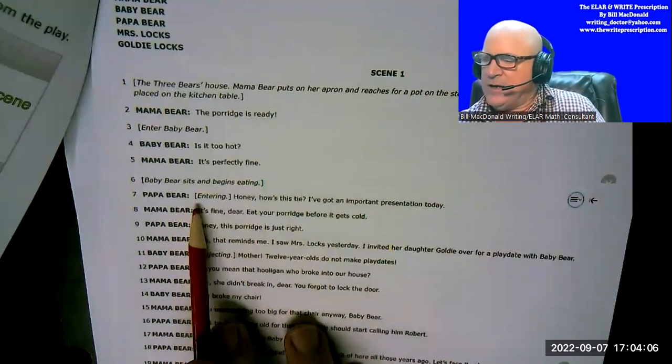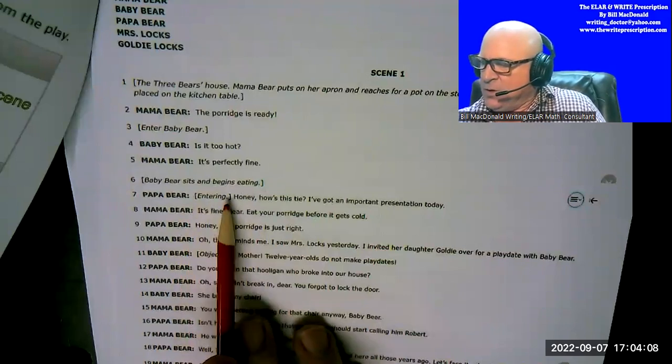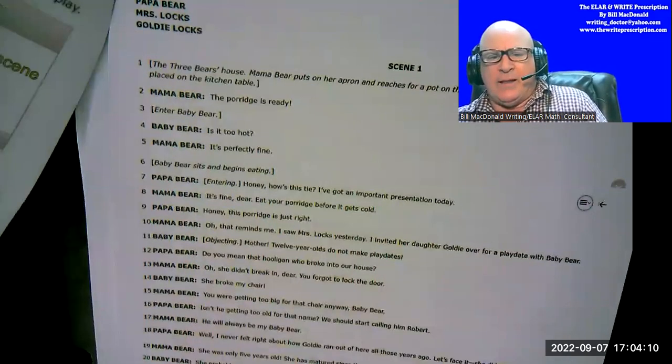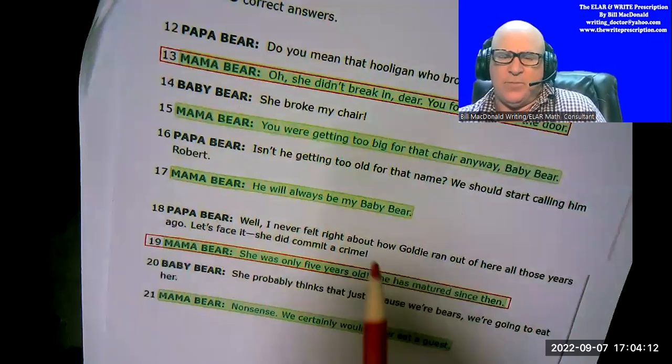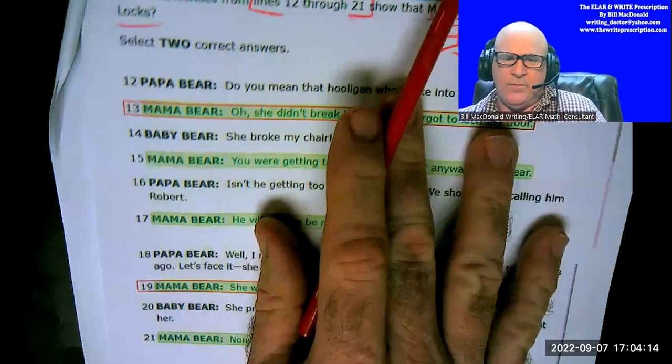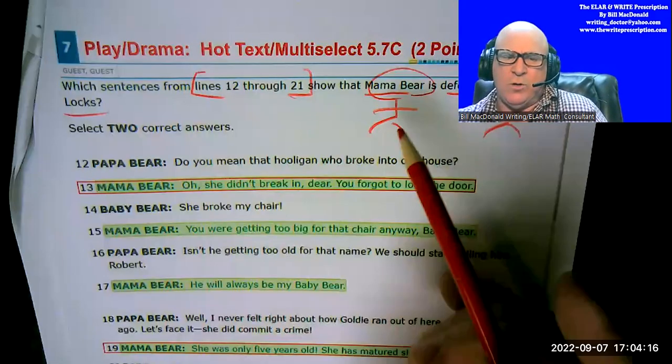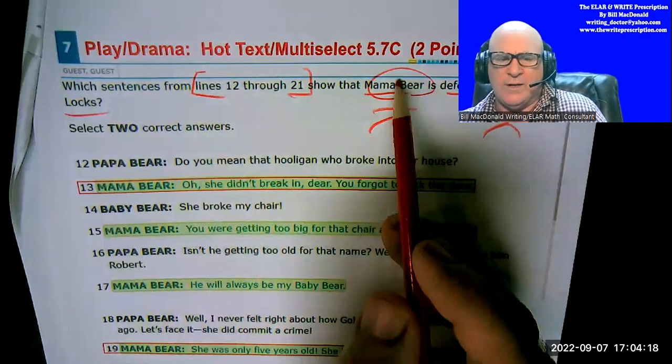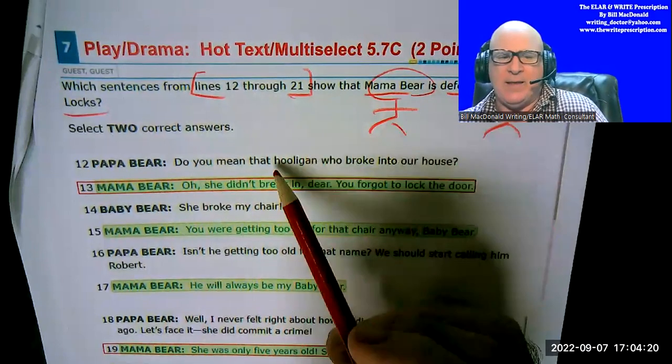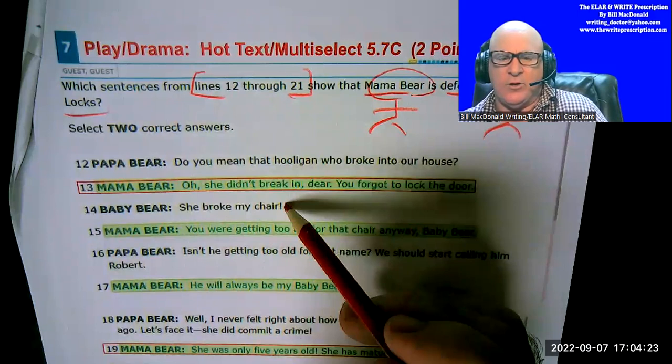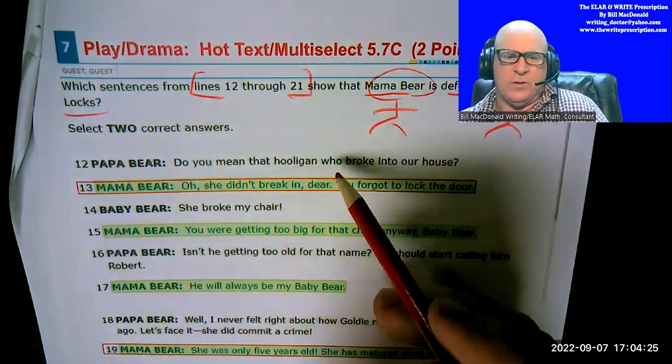So just keep that in mind, that in a play, the lines are going to be things that are verbal, and some kids are going to ask you, well, how come there's no quotation marks? Well, in a play, they don't put quotation marks because all they're doing is talking. So let's look and see.